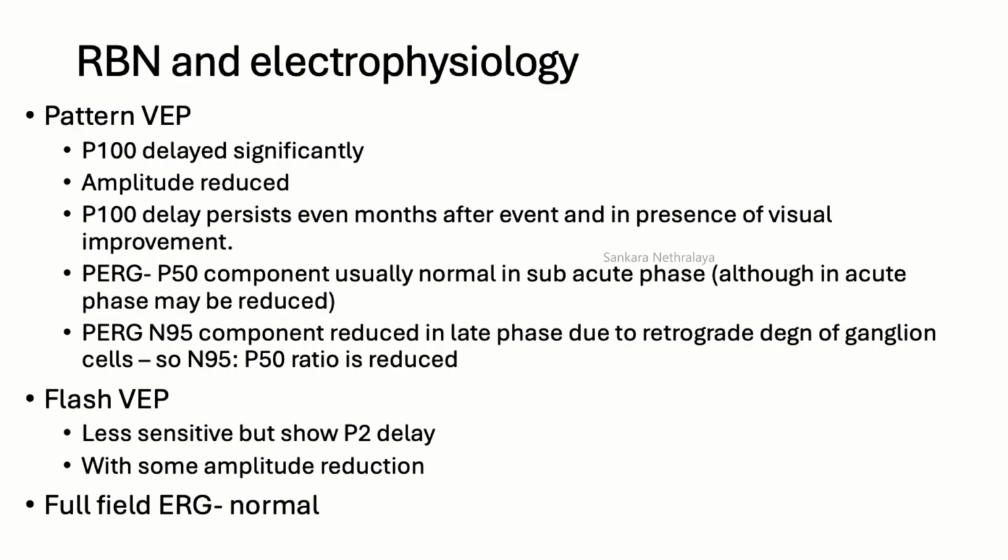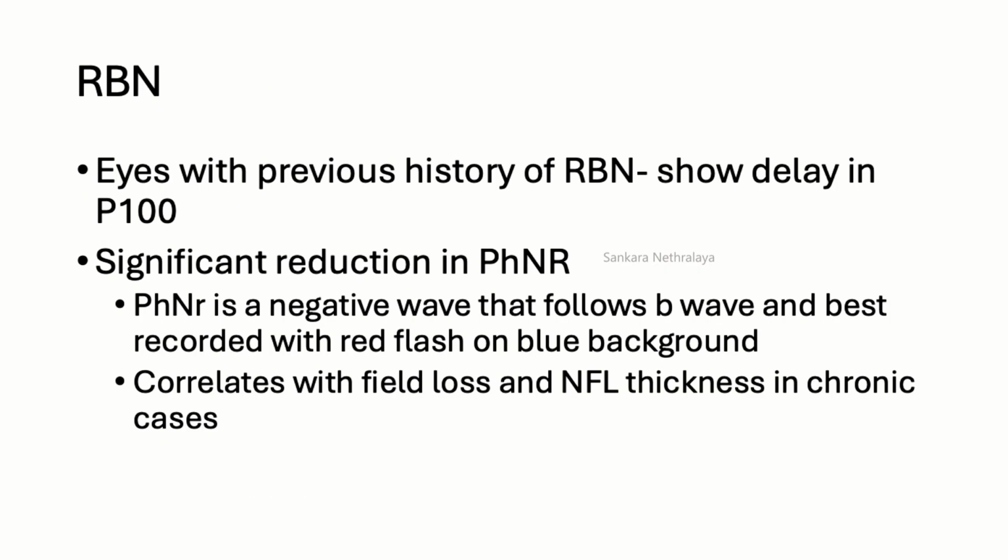Flash VEP, I told you already, is less sensitive, but it can show P2 delay. P2 corresponds to roughly this one, with some amplitude reduction, but full field ERG is normal. So when in doubt, you should compare the two, okay? Now if you have an eye with previous history of retrobulbar neuritis, it can still show delay in P100, which I mentioned, and there is also significant reduction in the PhNR, which you are doing your thesis on, okay?